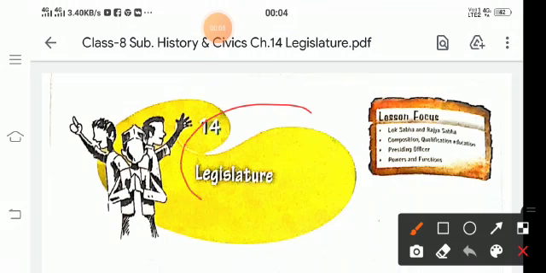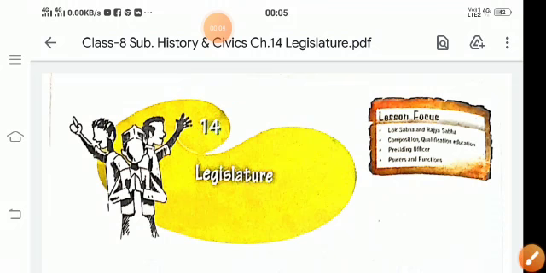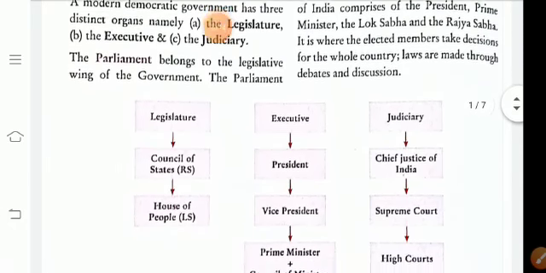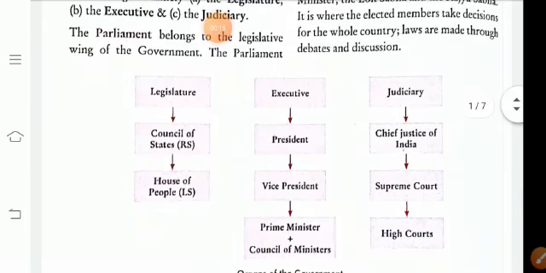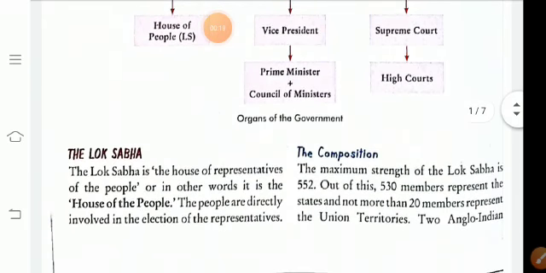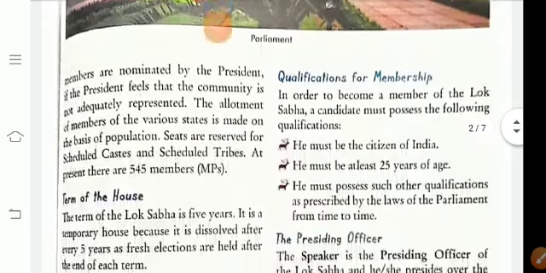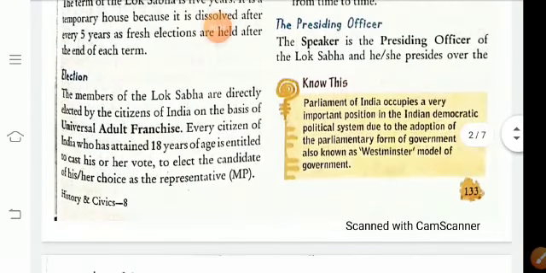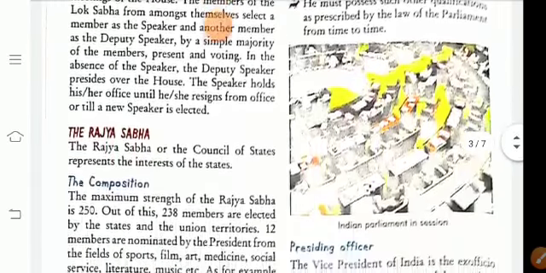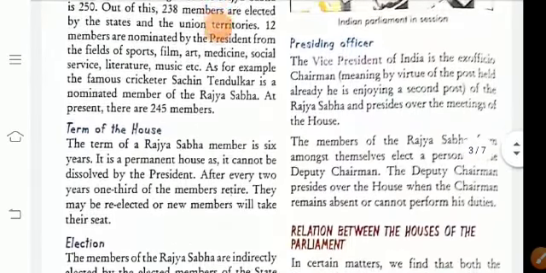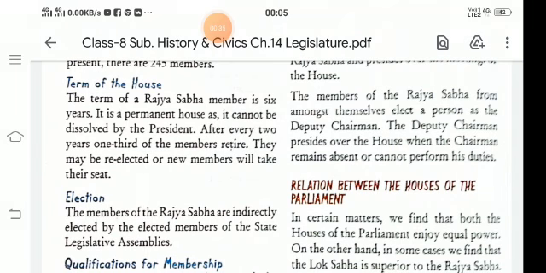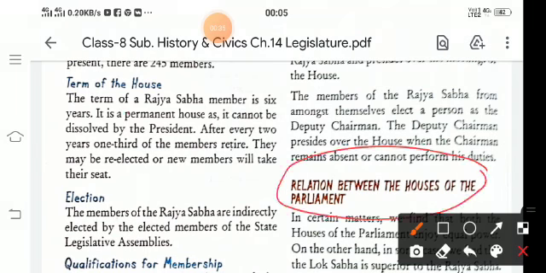In this session, we will again start with the legislature. In our last session, what have we learned? What is the legislature? What are the two houses of legislature? That is the Rajya Sabha and the Lok Sabha, their composition, the qualification of the members, how they are elected, who is the presiding officer. And now, in this lesson, we will study the relationship of both the houses in a parliament.